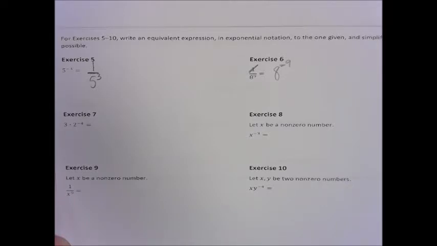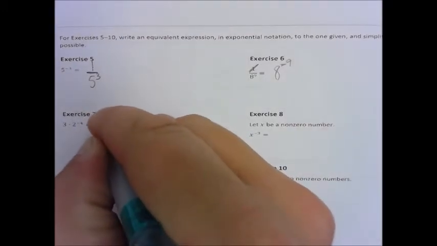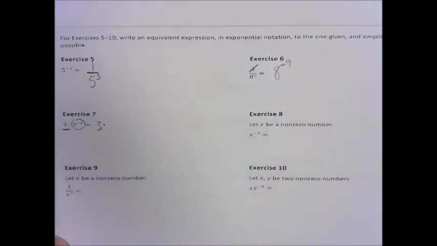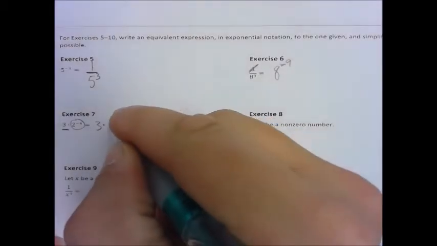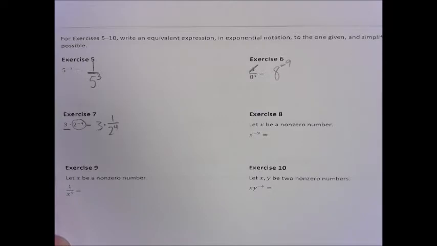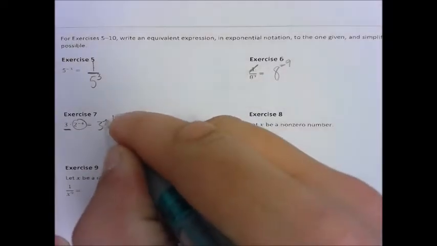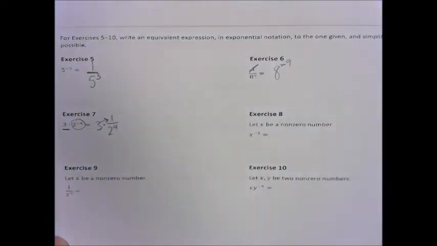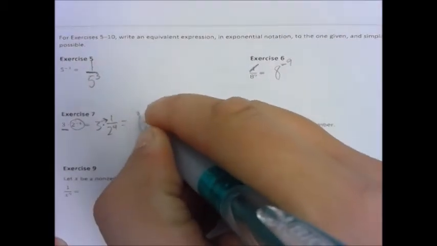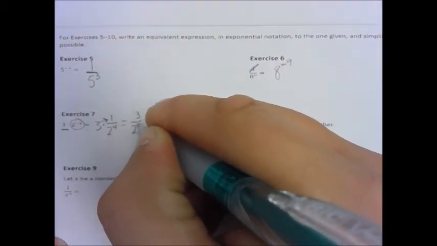And with exercise 7, we have a little bit of work to do here. We have 3 times, we just carry that over from right over here. Now we have 2 to the negative fourth. So now is where we take the reciprocal of that, and it's going to look like 1 over 2 to the fourth. Now, just like what we did in exercises 2 and 3, we take this 3 and multiply it by the numerator in order to condense it down a little bit. So now, once we solve this, we have 3 over 2 to the fourth power.